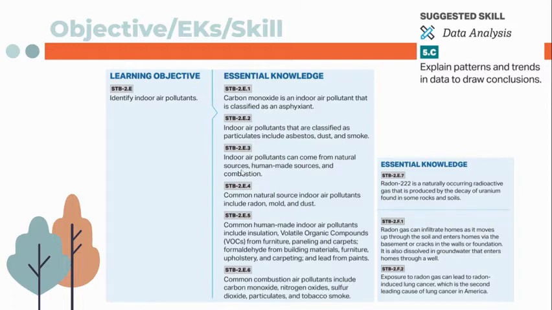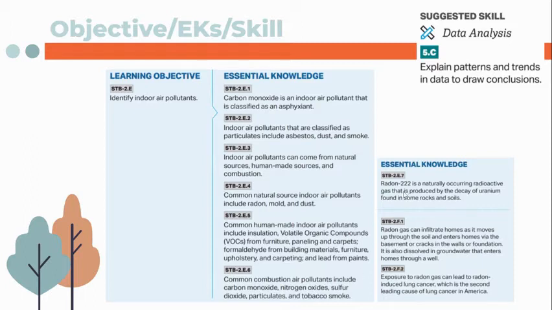Indoor air pollutants can come from natural sources, human-made sources, and combustion. Common natural source indoor air pollutants include radon, dust, and mold. So we'll cover these as well, especially radon. Common human-made indoor air pollutants include insulation, volatile organic compounds from furniture, paneling, and carpets, formaldehyde from building materials, furniture, upholstery, and carpeting, and lead from paints. Common combustion air pollutants include carbon monoxide and nitric oxides. Of course, any combustion reaction creates nitric oxides, sulfur dioxide, particulates, and tobacco smoke.